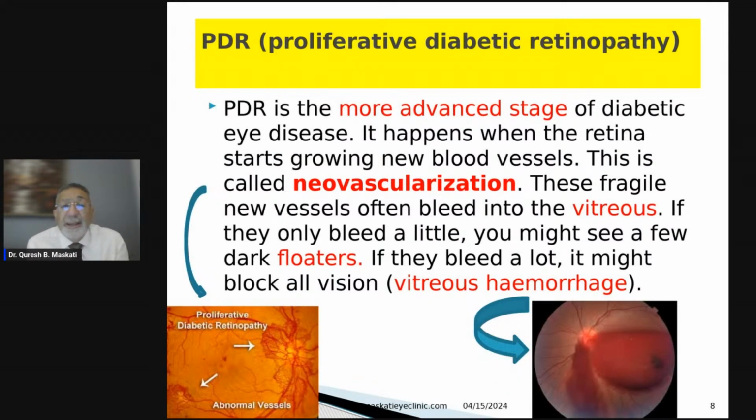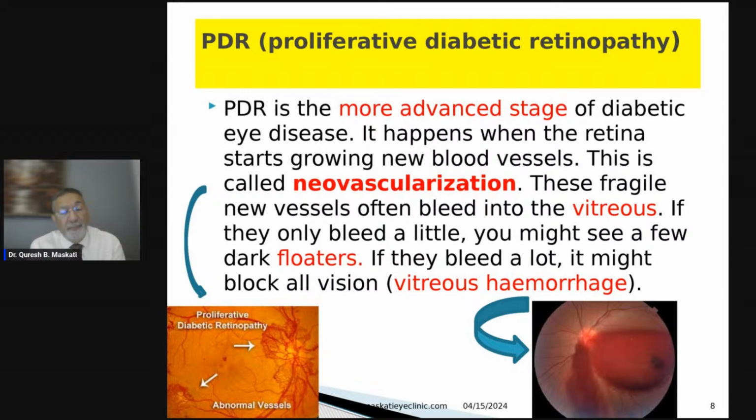And then the second, more advanced stage is called PDR, or proliferative diabetic retinopathy. Now here you get new blood vessels growing, called neovascularization. If you see the picture on the left, there are tiny blood vessels obscuring the disc, so many of them that you can see. So you get new vessels on the disc.